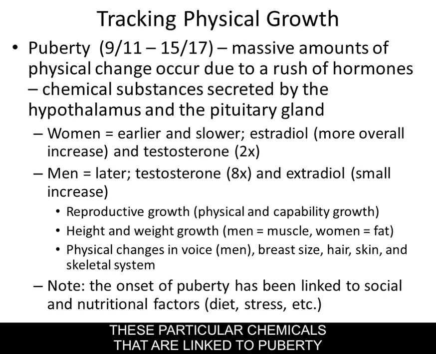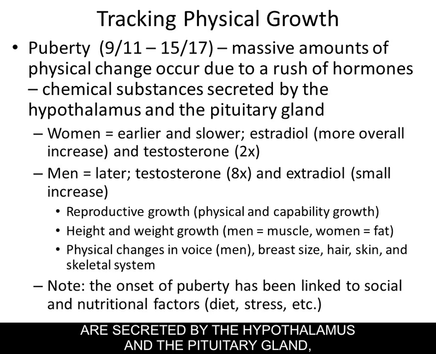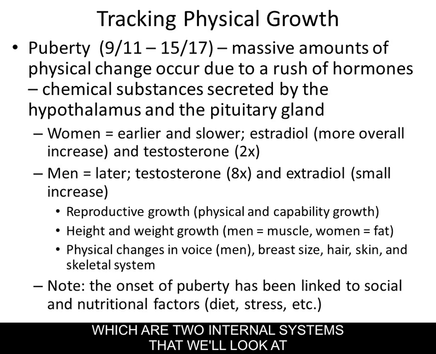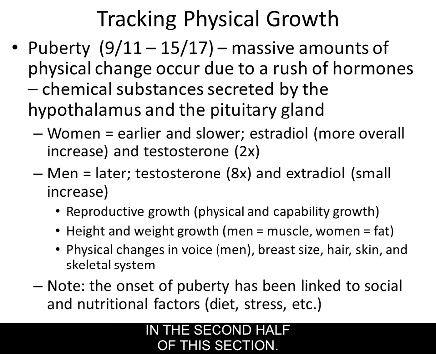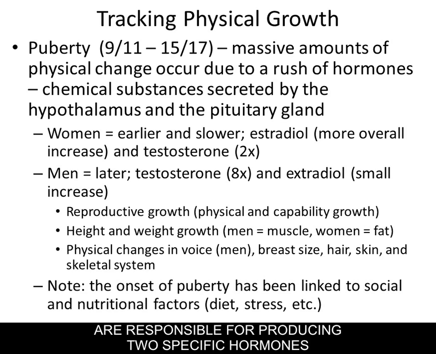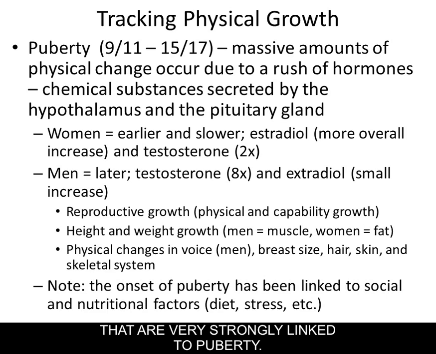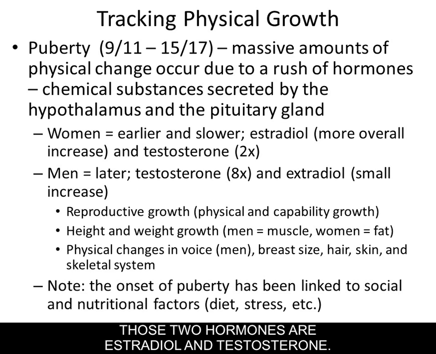These particular chemicals that are linked to puberty are secreted by the hypothalamus and the pituitary gland, which are two internal systems that we'll look at in the second half of this section. But those two systems are responsible for producing two specific hormones that are very strongly linked to puberty. Those two hormones are estradiol and testosterone.